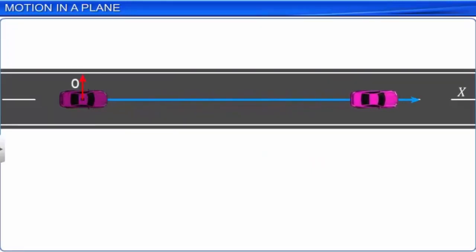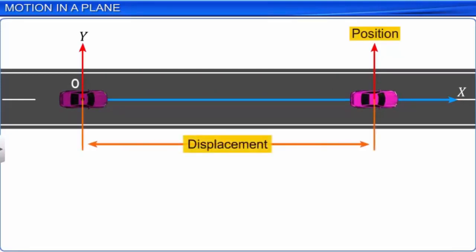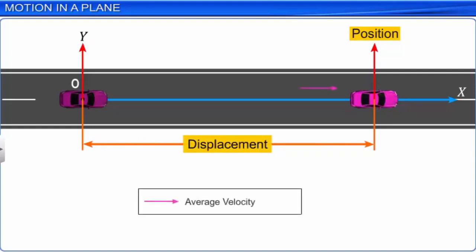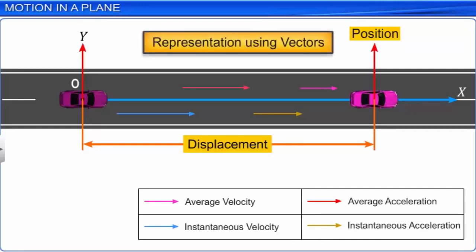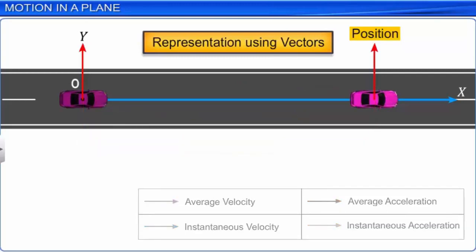The description of motion of a body involves its position at any instant in time, its displacement, average velocity, instantaneous velocity or velocity, average acceleration, and instantaneous acceleration or acceleration. Let us learn how to represent these using vectors. First, let's start with a representation of the position of a body using vectors.